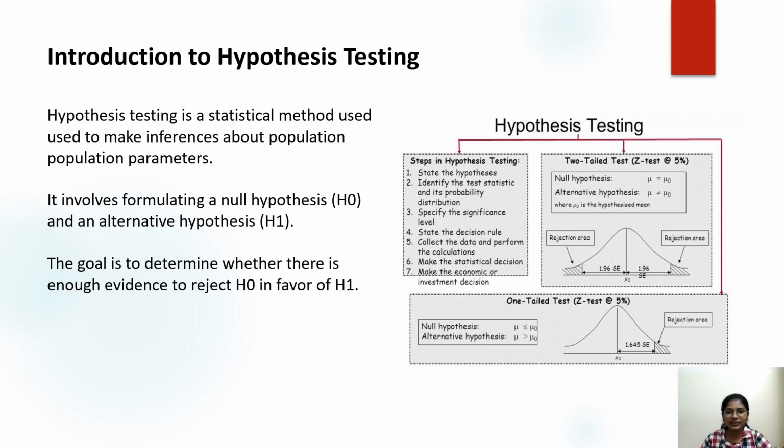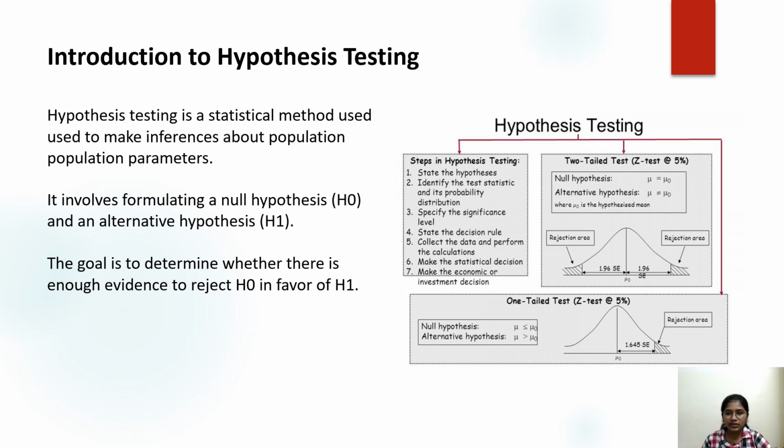Introduction to hypothesis testing. Hypothesis testing is a statistical method used to make inferences about population parameters. It involves formulating a null hypothesis H0 and an alternative hypothesis H1. The goal is to determine whether there is enough evidence to reject H0 in favor of H1.